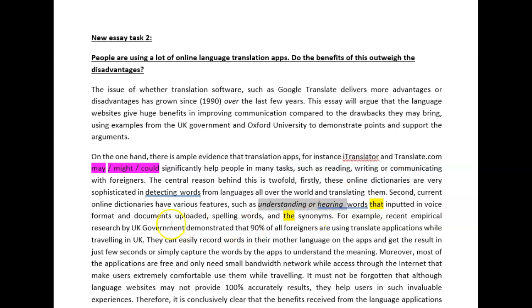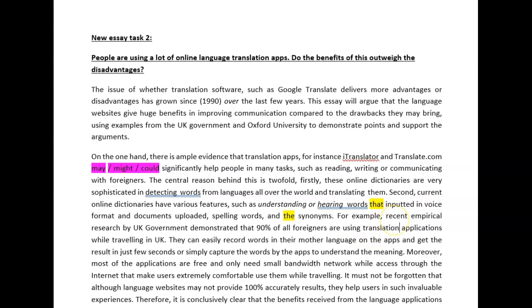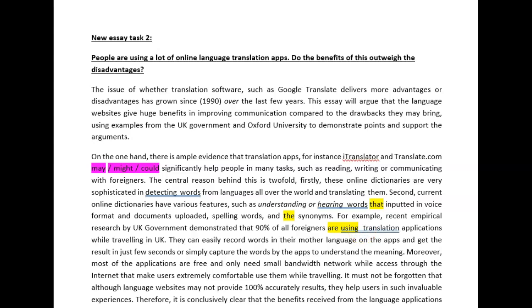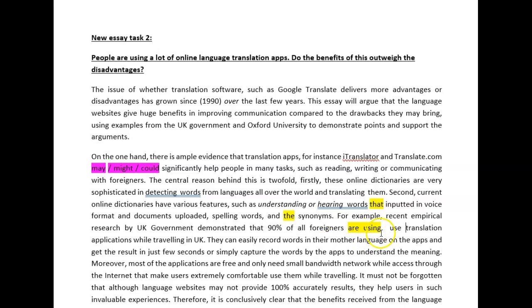For example, recent empirical research by the UK government demonstrated that 90% of all foreigners are using translation apps while travelling in the UK. Now, I don't think you need present continuous here. I just think you need to use present simple, because this is a fact and something that happens. So it's basically a fact or a routine. So you just want the present tense there.